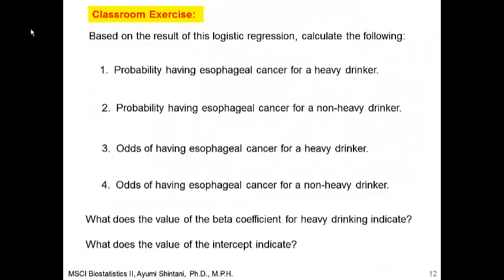So the take-home message from this exercise is that many people think logistic regression provides only the odds ratio, but instead we can compute the probability of having events. And the linear component of logistic regression is the log of odds of having the event in either exposure group.